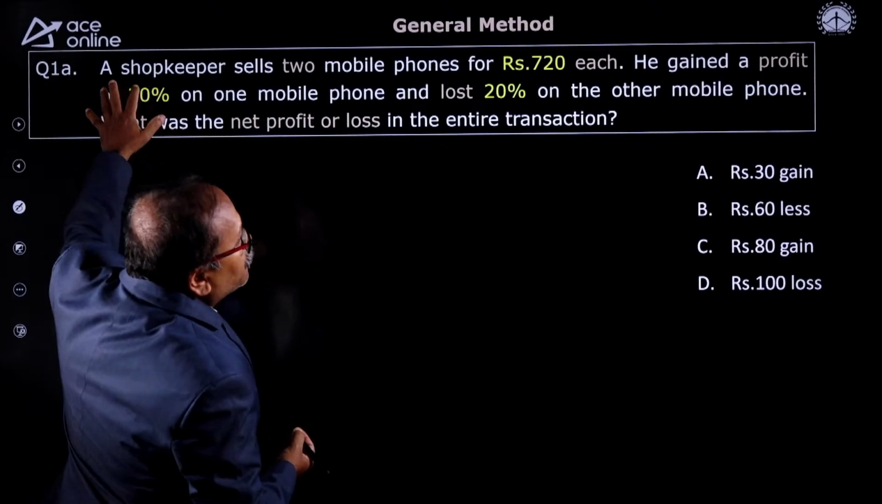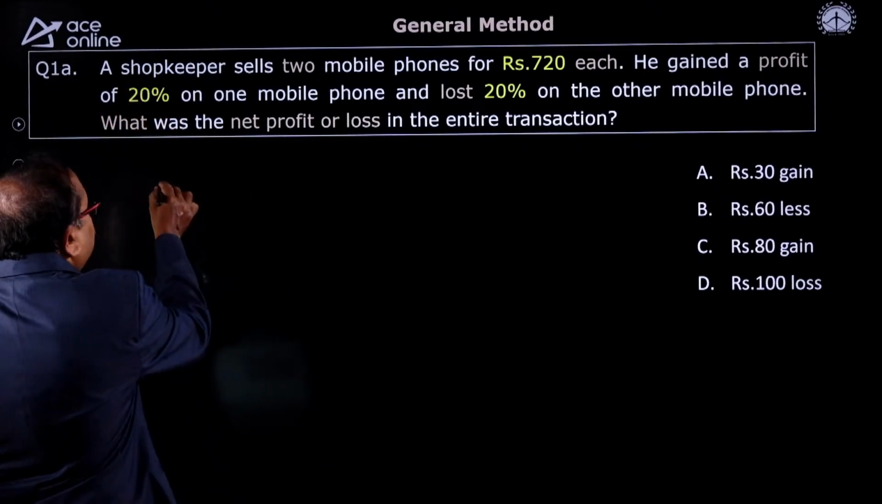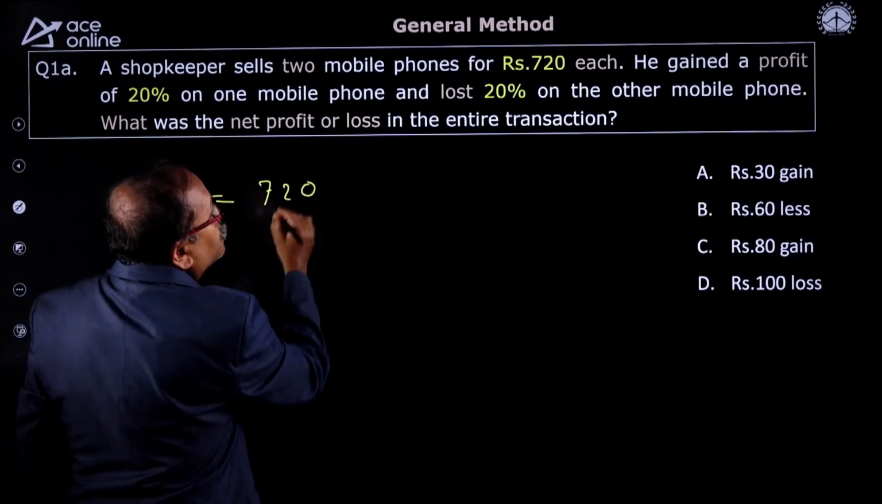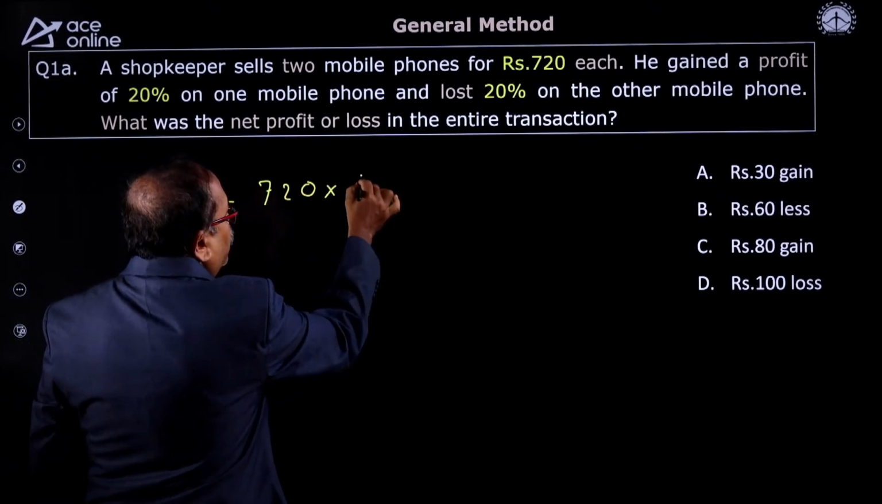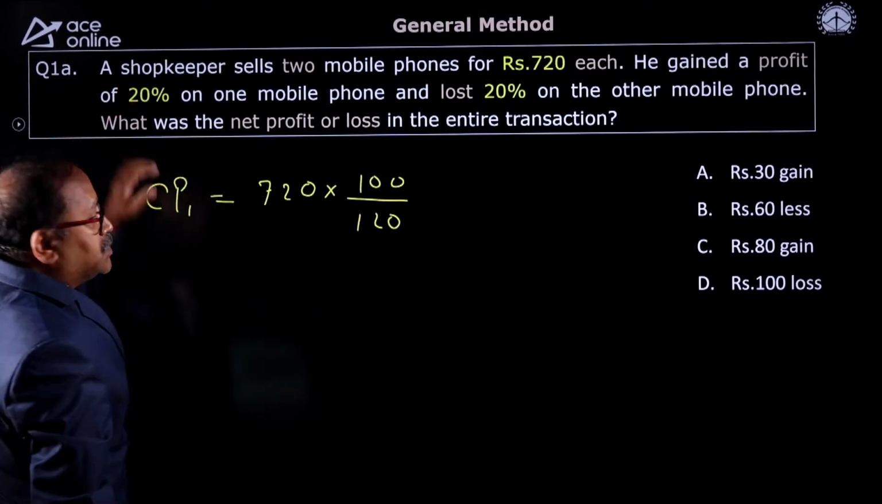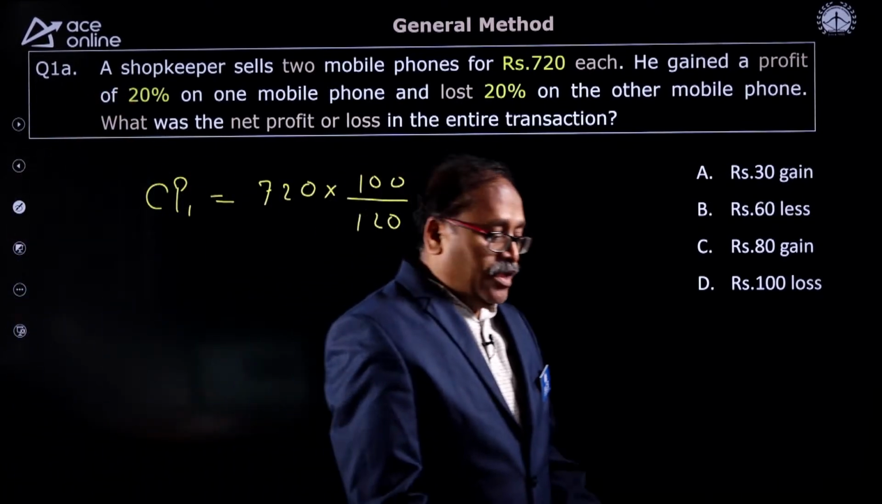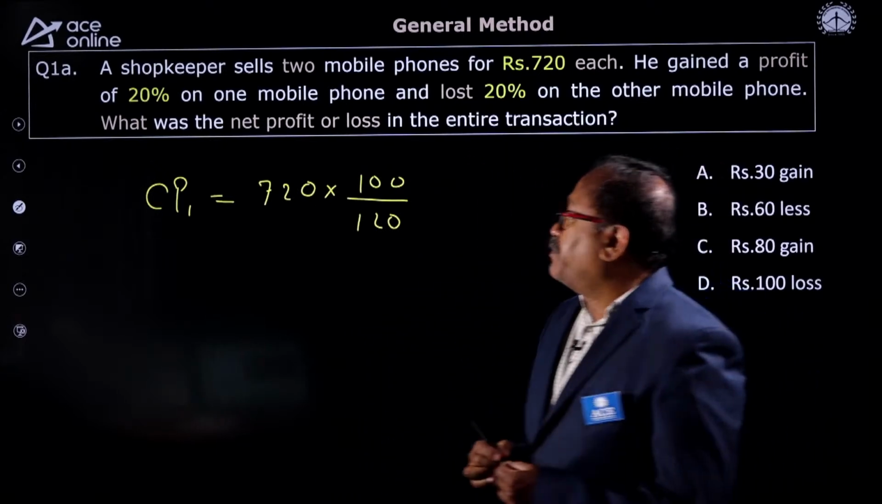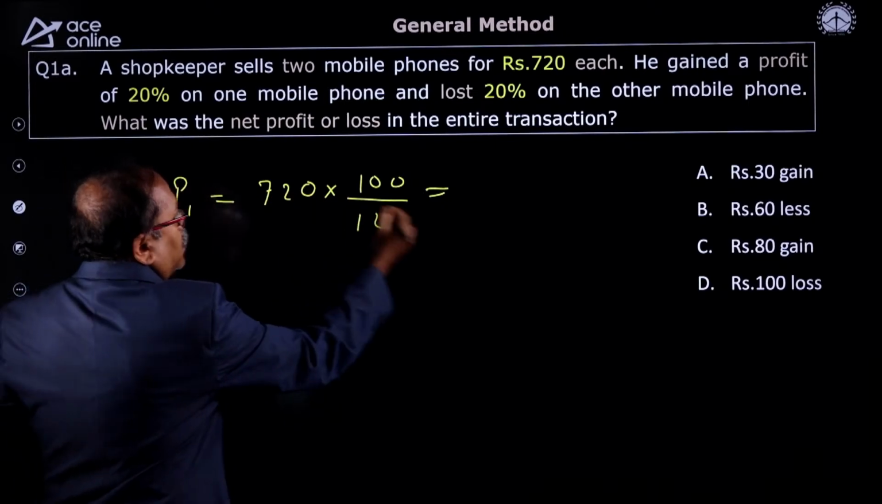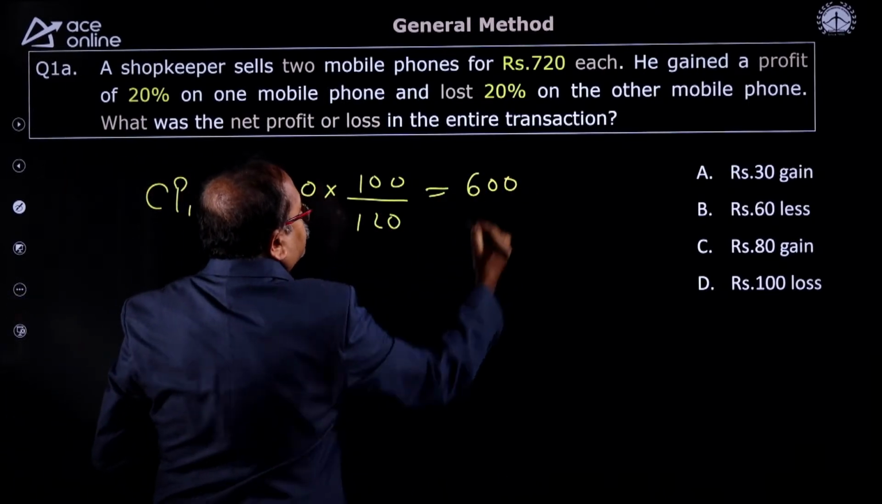And in one there is a profit of 20%. So what will be the CP1? The CP1 will be 720 into 100%, whereas this is 120% because there is a profit of 20%. Okay, this will give us the CP1. Let's take what this CP1 gives us, that is 600.